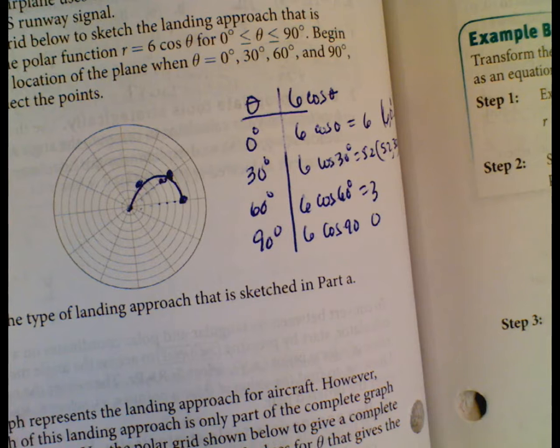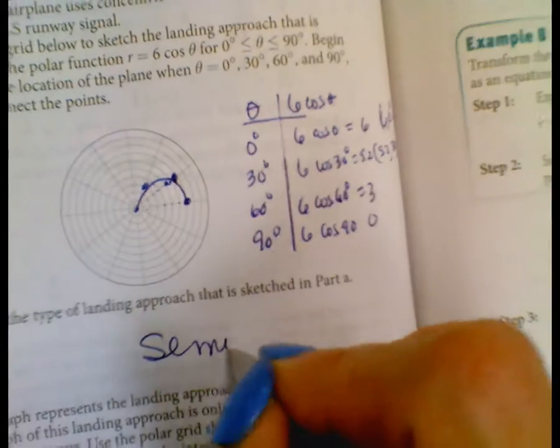So it says, describe the type of landing approach that is sketched in part A. The landing approach appears to be semicircular. What do you guys think? Think that's a good word?